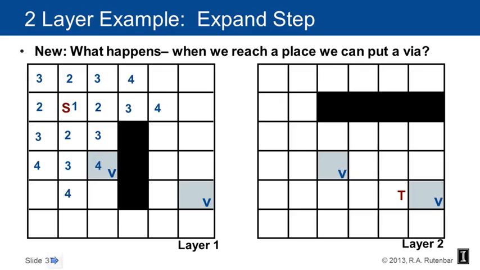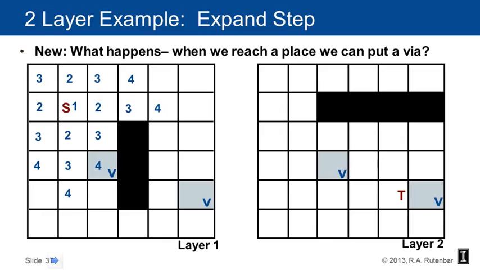And then we find all the paths that are 4 units in length. And that's another diamond expanding out from the source and sort of heading toward the bottom and the right of layer 1. And oh, look, something interesting happened. What happened? I hit a cell that's allowed to have a via.